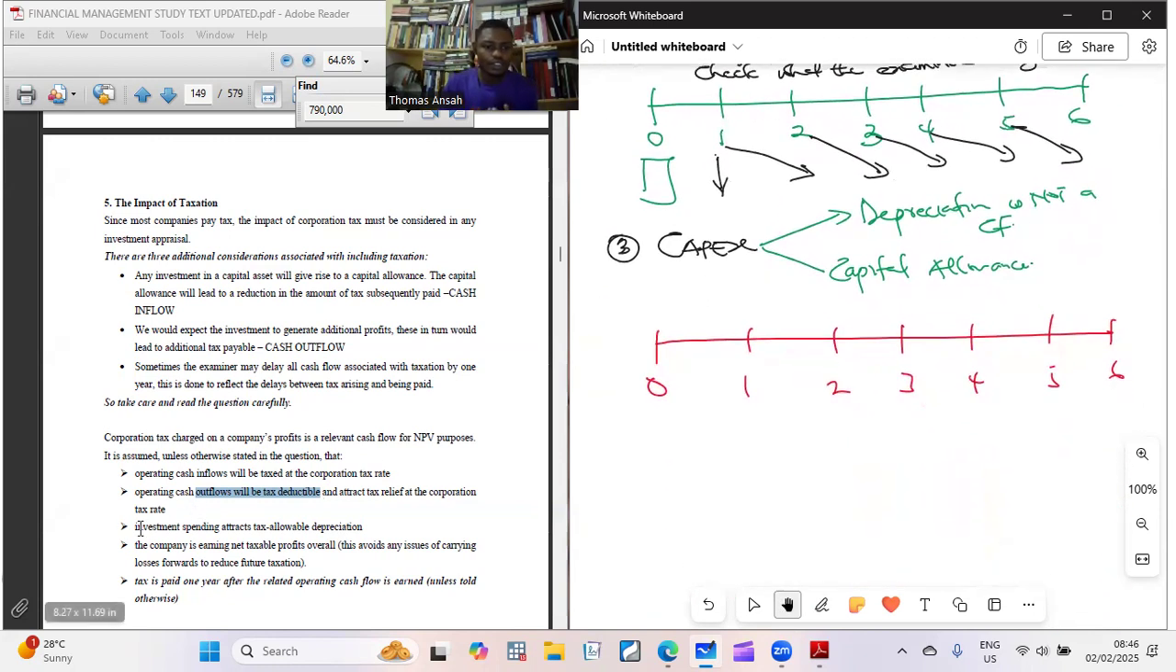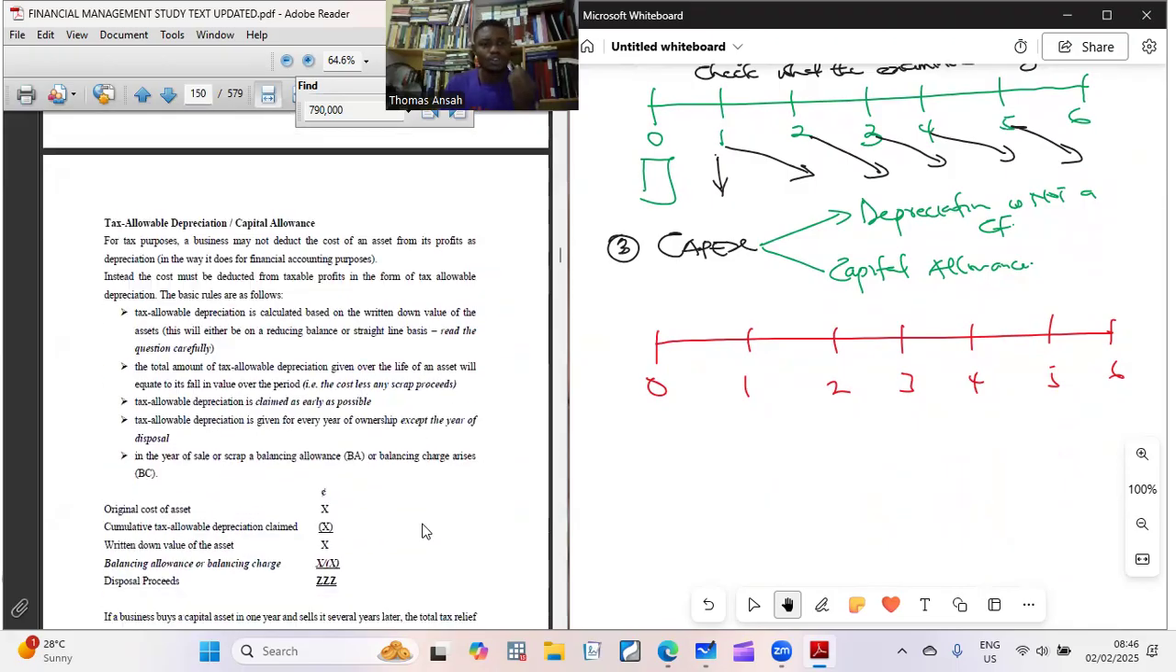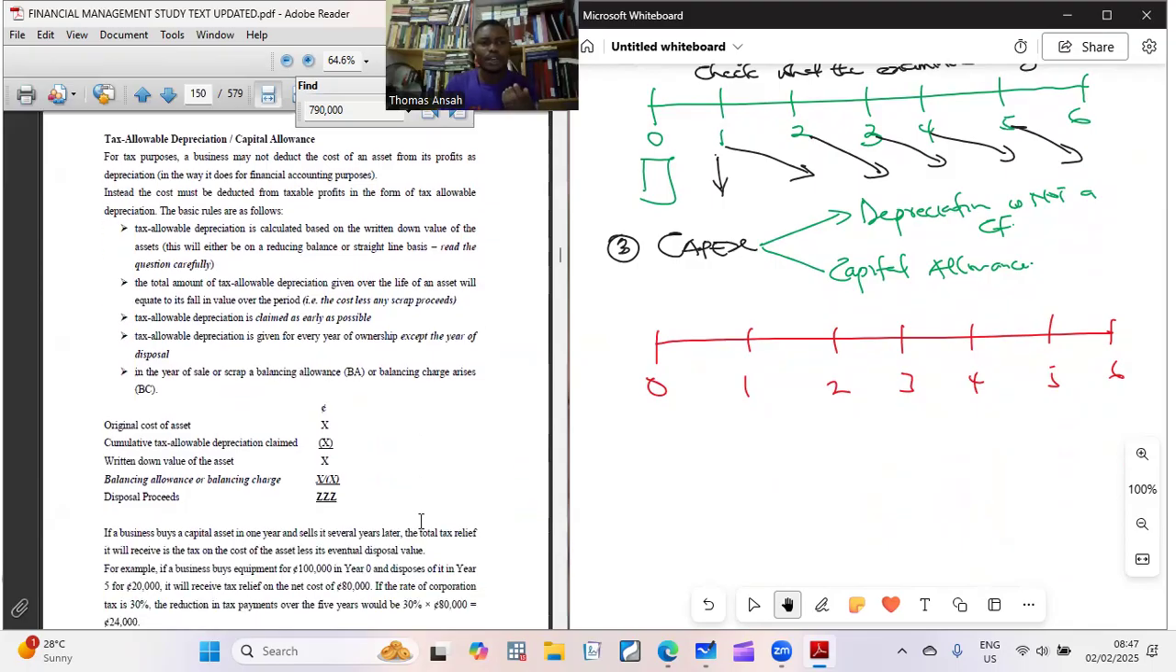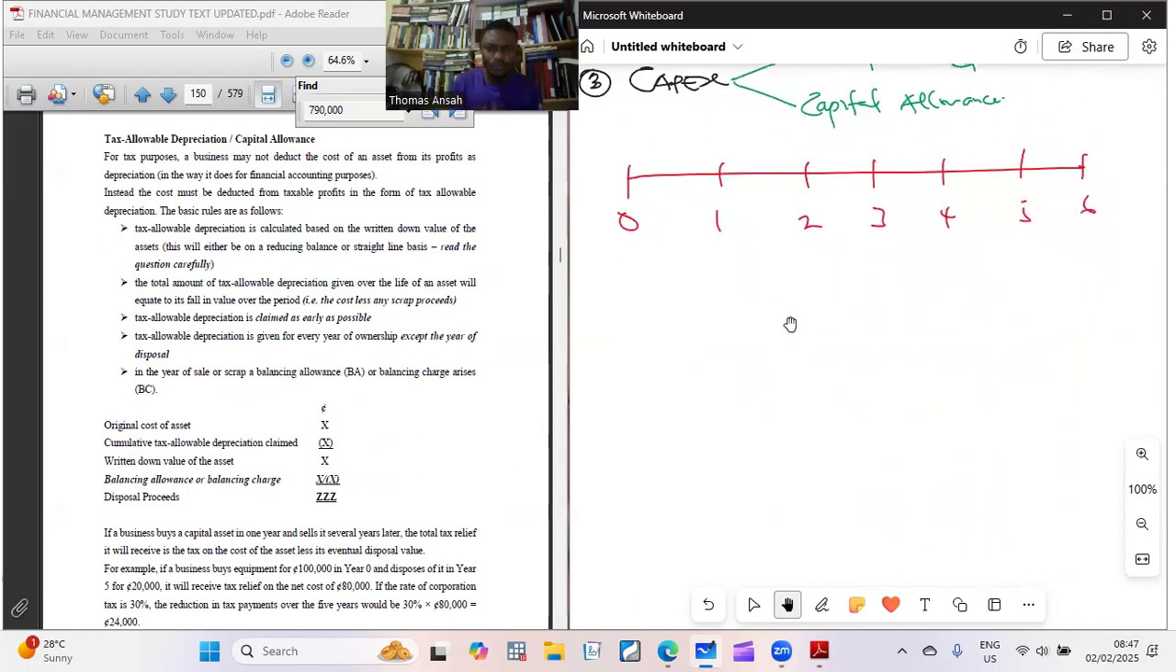All right. And it also brings in capital allowance. And the capital allowance thing is something I want you to really understand because it's very, very tricky. So let's talk about the capital allowance. Now, I want you to watch here. So we've been talking about when the asset is bought so that we can claim our capital allowance. We have to be careful about that.